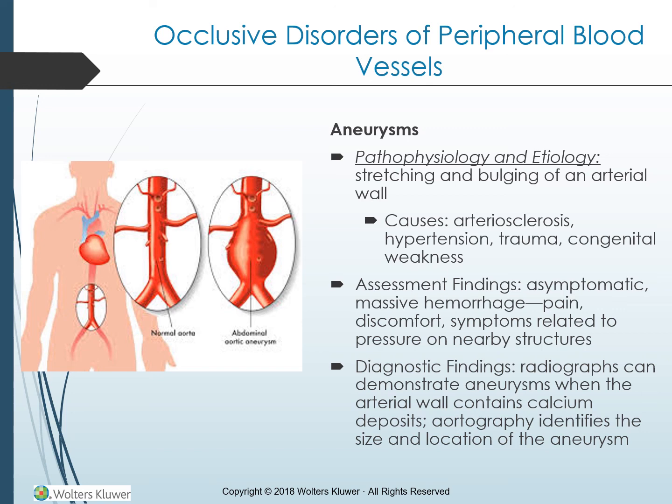Occlusive disorders of peripheral blood vessels continues. Aneurysms. An aneurysm is stretching and bulging of an arterial wall. Aneurysms of the aorta, called the aortic arch, thoracic or abdominal aortas, are the most common, but aneurysms can be found in other arteries, such as those in the legs and the brain. Arteriosclerosis, hypertension, trauma, or congenital weakness can affect the elasticity of the tunica media, which is the middle layer of the artery wall, causing part of the vessel to bulge.